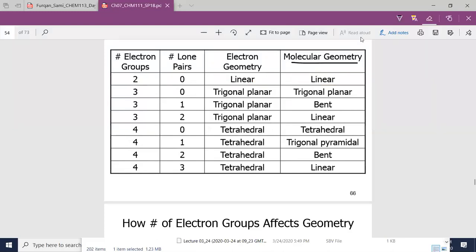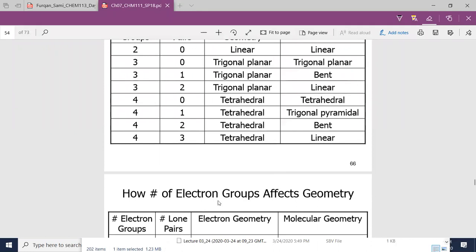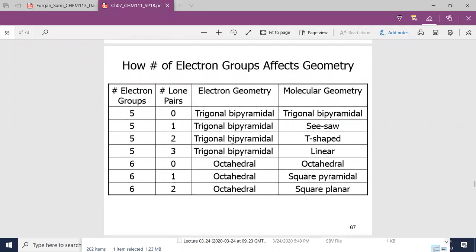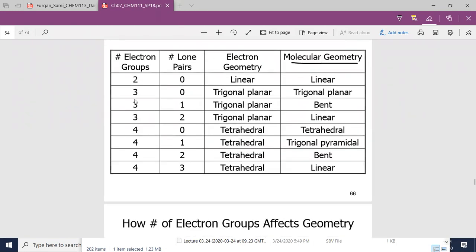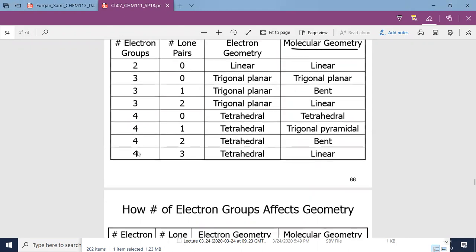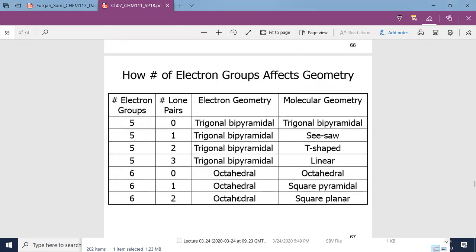One of the major learning outcomes of this course is to understand how you have different geometries, shapes of the molecule. Because we have a total of five possible electron geometries, 1, 2, 3, 4, and 5, we can keep going on with the number of electron groups, out of which some are lone pairs. You're going to have different shapes.